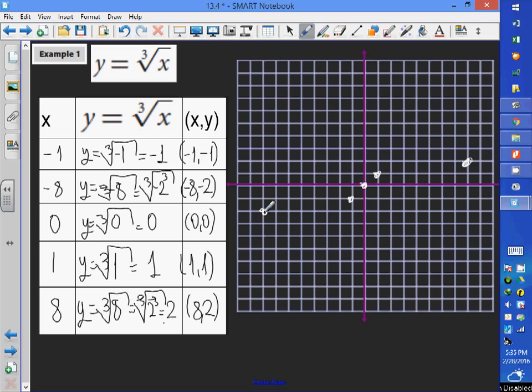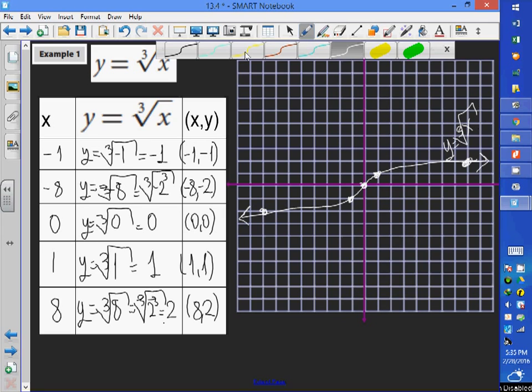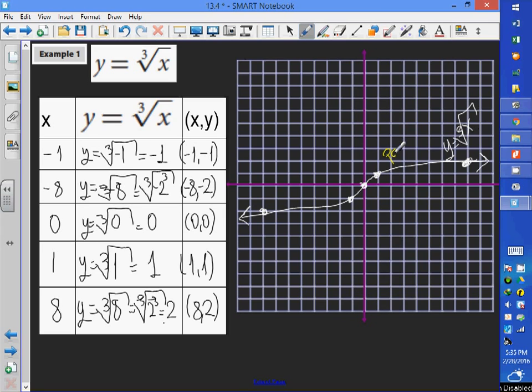So when we make the graph of this, the graph will look like that, which we call the graph of y equals cube root of x. This function can also be called the parent function, the cube root parent function. And this is the first example.